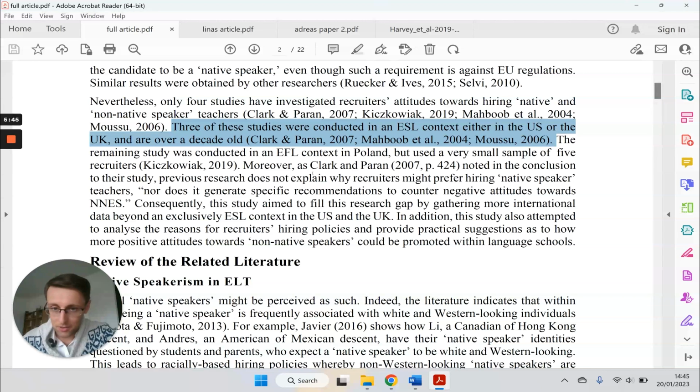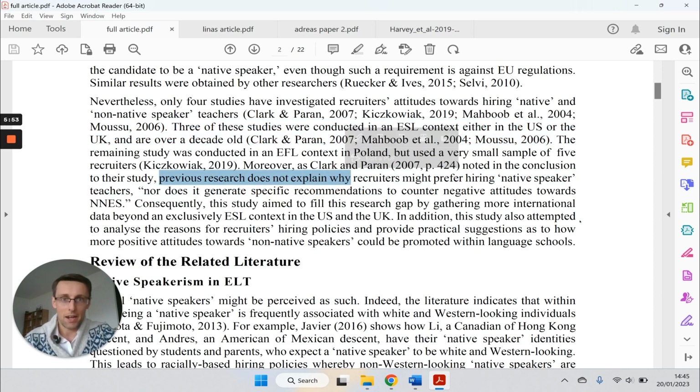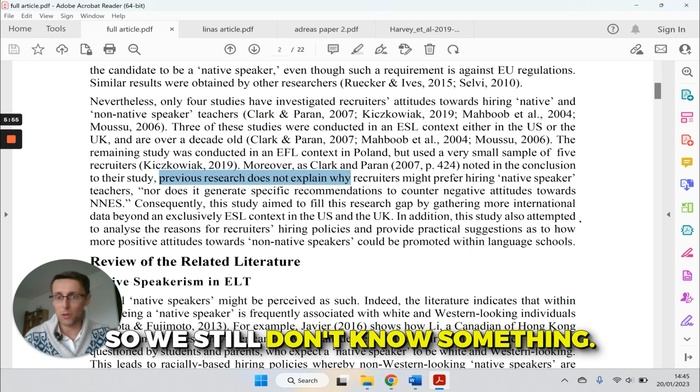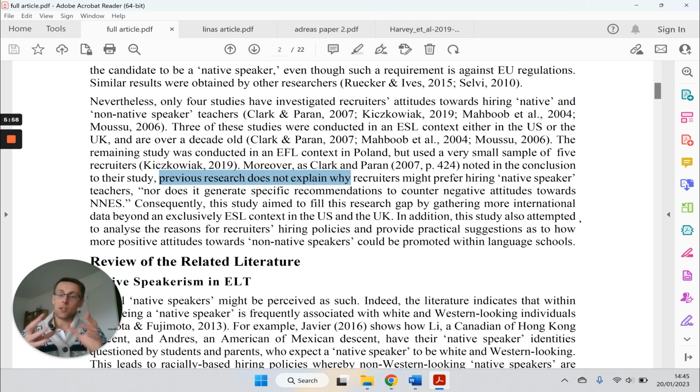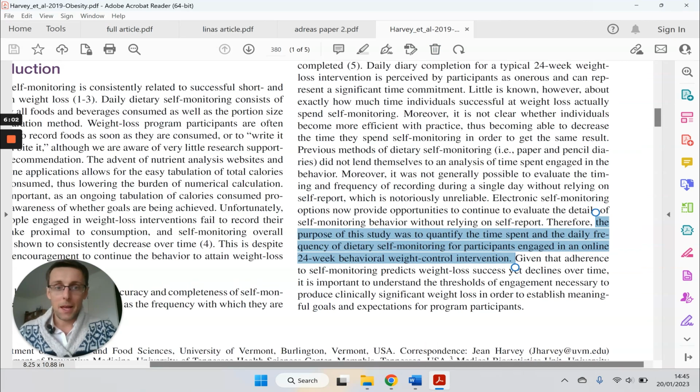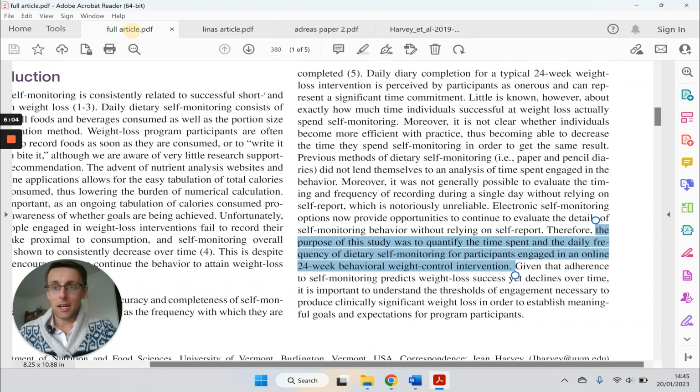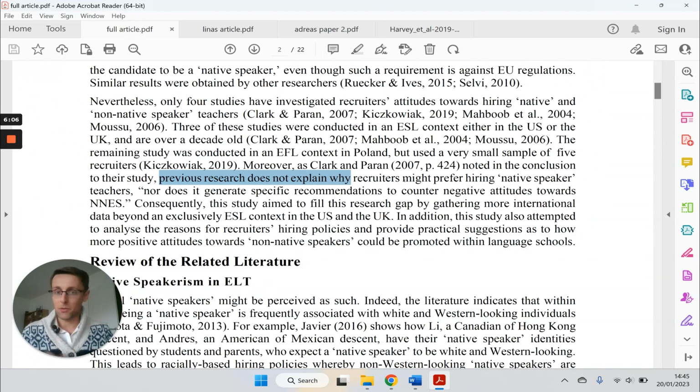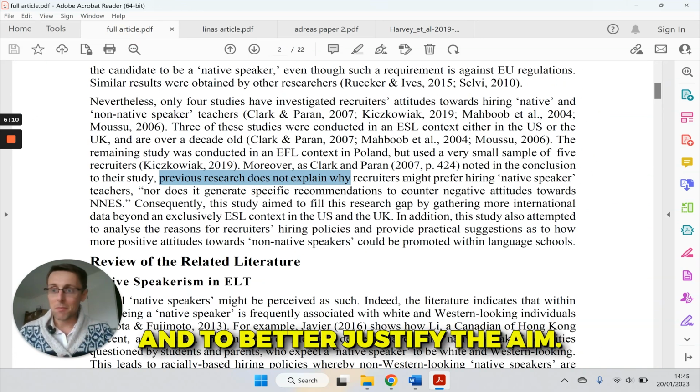And then, there is another limitation of previous studies, or a lack of knowledge. Like previous research does not explain why, right? So we still don't know something. There's a lack of knowledge. And again, notice here, like in the first example that we saw, how the writer combines 2 different types of research gap together in order to make the claim and to better justify the aim.